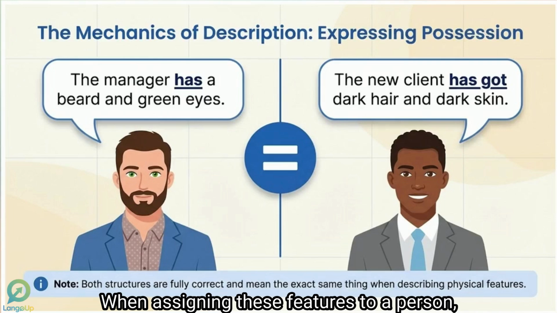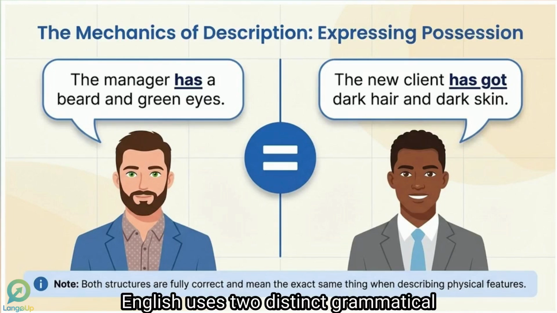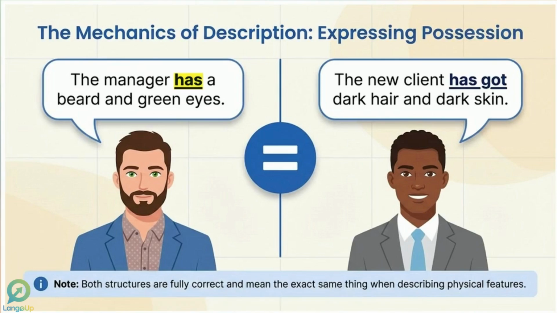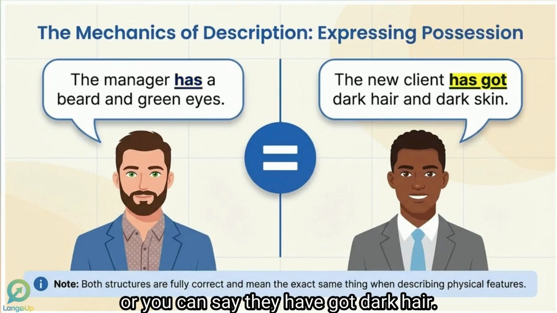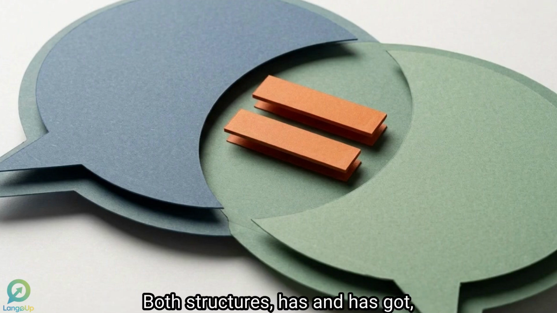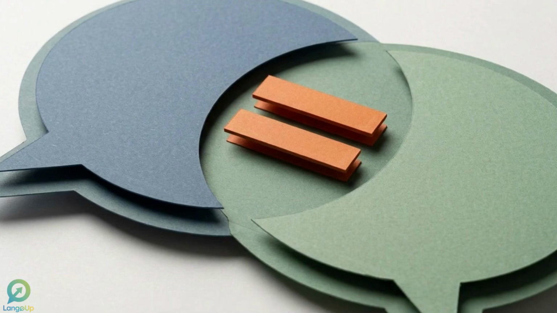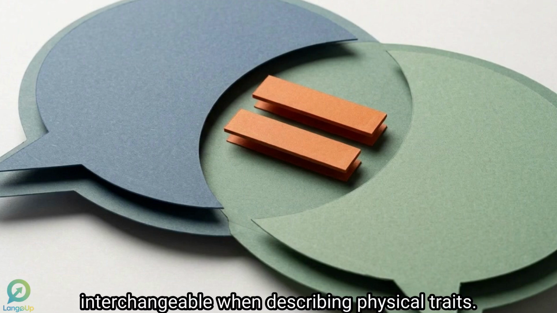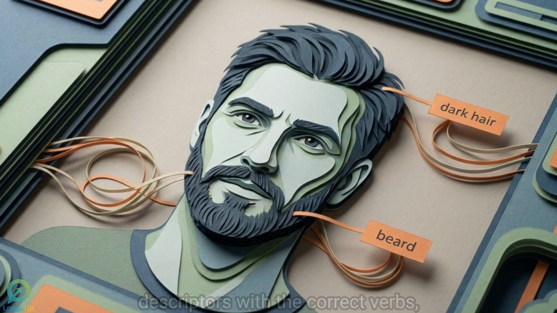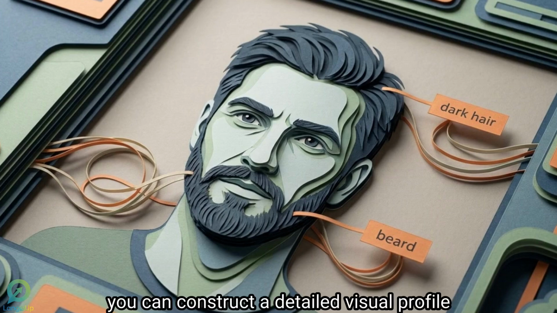When assigning these features to a person, English uses 2 distinct grammatical structures for possession. As shown in this split screen, you can say someone has a beard, or you can say they have got dark hair. The central equal sign highlights a key rule. Both structures, has and has got, are perfectly correct and entirely interchangeable when describing physical traits. When you combine these specific facial descriptors with the correct verbs, you can construct a detailed visual profile based on direct observation.